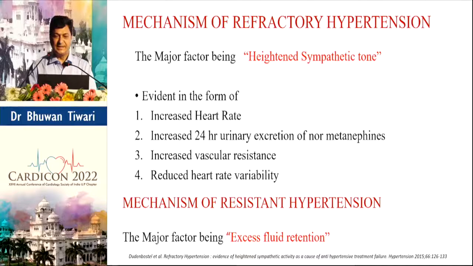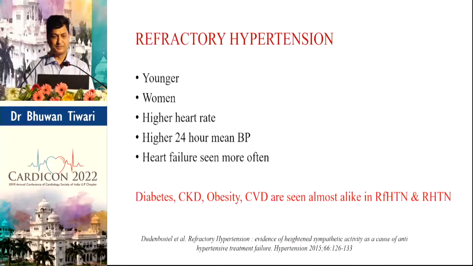So it is seen that heightened sympathetic tone is a major mechanism behind refractory hypertension, as evidenced by increased heart rate, reduced heart rate variability, etc. While excess fluid retention is an important mechanism behind resistant hypertension, these two overlap significantly with each other. They are not specific for one of them.